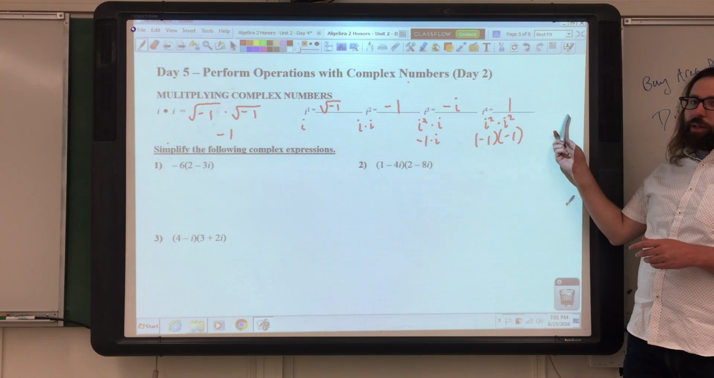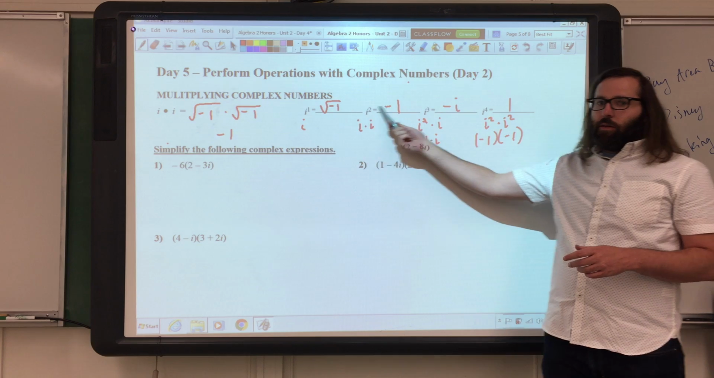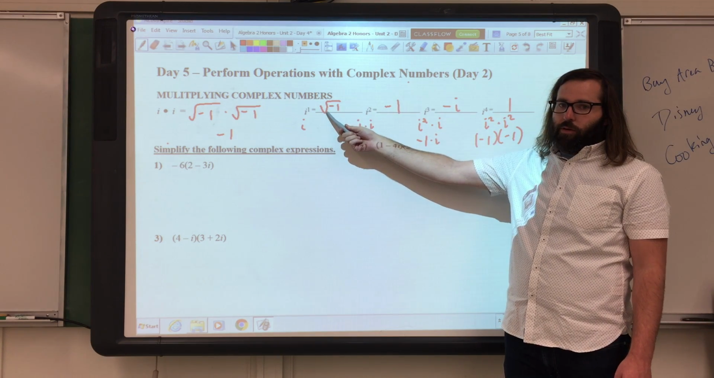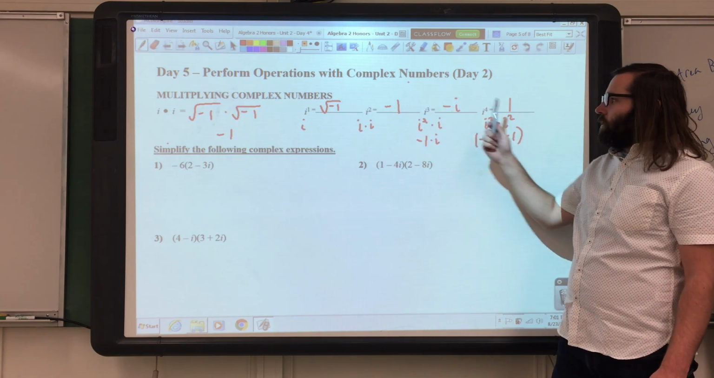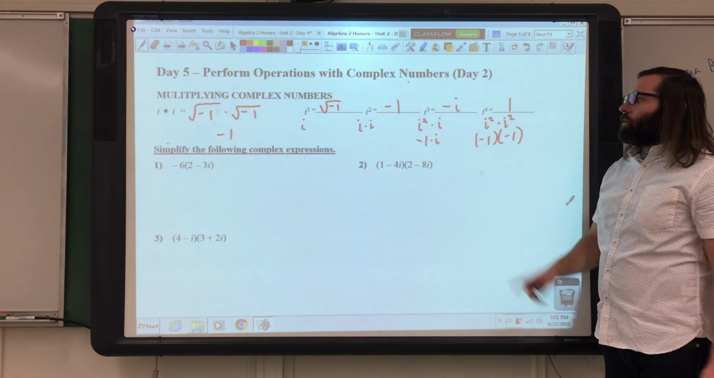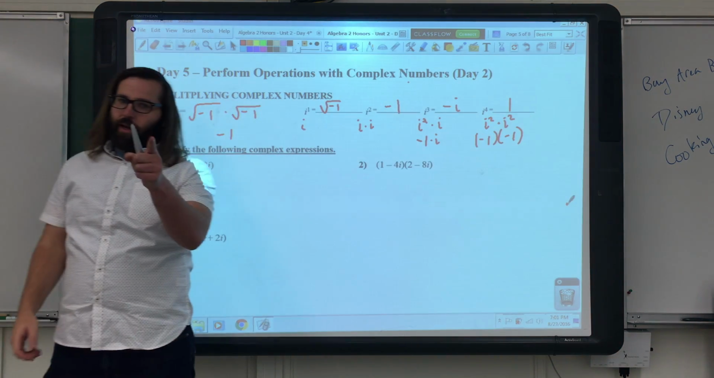Okay, so when you're dealing with i, these are the only things that they can be. Okay, i to the 5th would be square root of -1. i to the 6th, 7, 8, 9, 10, 11, 12, 13, 14, 15. Okay, it just keeps going on and on and on. These are the only things that i can be.